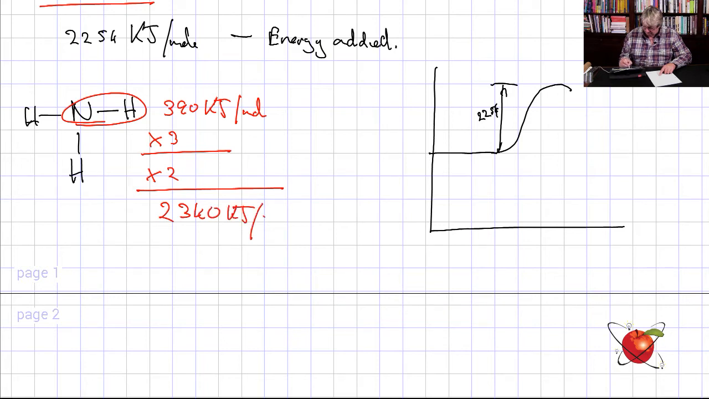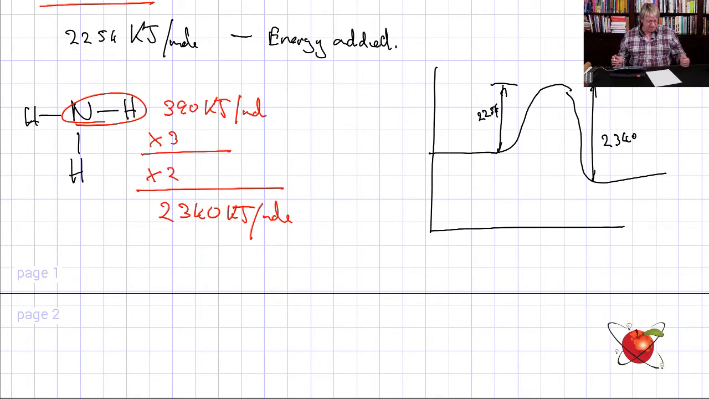Okay, where are we now then? Quite straightforward. Let's go back to black. We've gone up 2254 and we've gone down 2340. So you can see that if you take the 2 apart, it's 86.